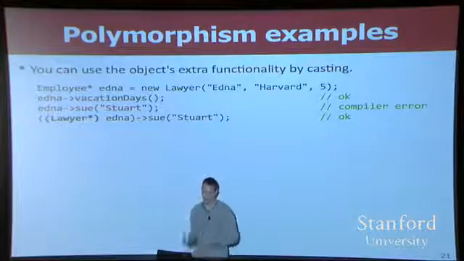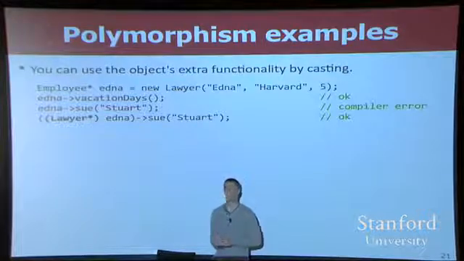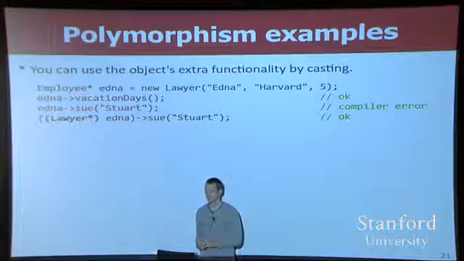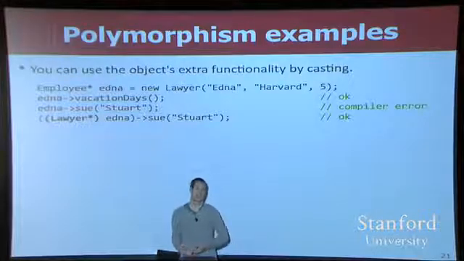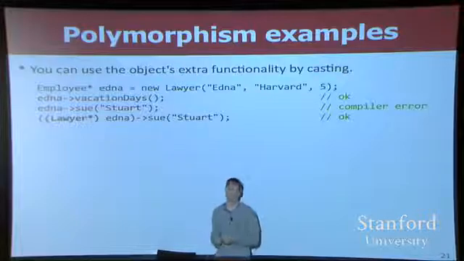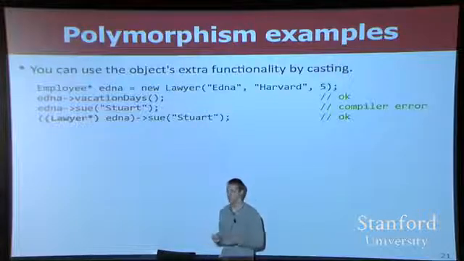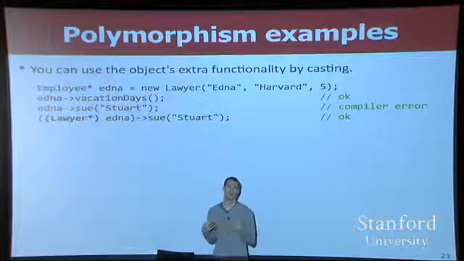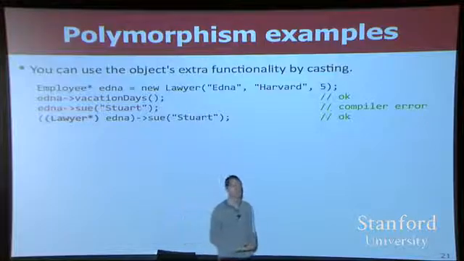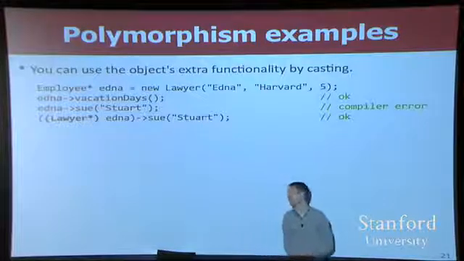It says you're trying to sue somebody. Hey, not every employee knows how to sue people. I'm not going to allow you to call that. So if I really wanted to do that, I should just declare Edna as a lawyer pointer, not as an employee pointer. If I'm declaring Edna as an employee pointer, it implies I want to just treat her as a general employee. I only want to call general behaviors on her. I only want to call methods on her that employees all have.